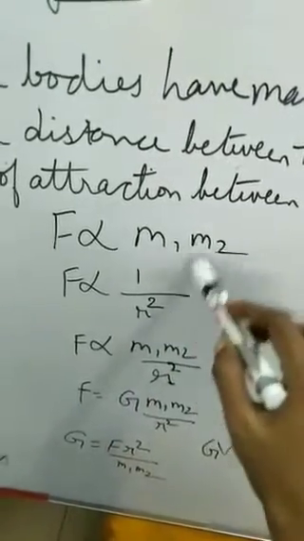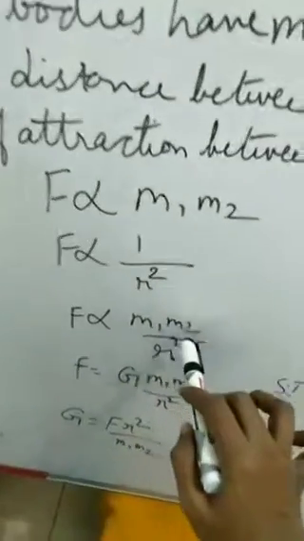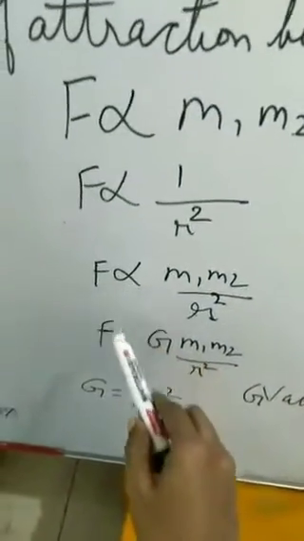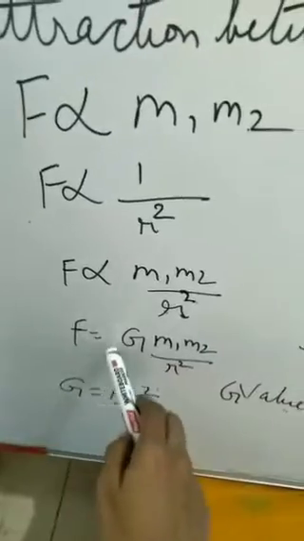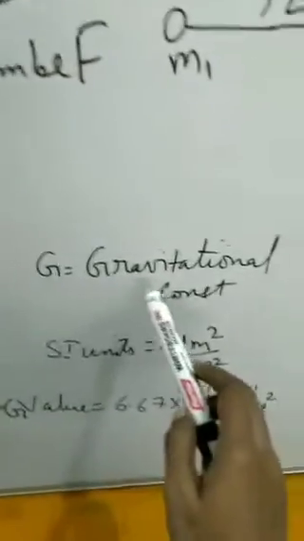If you combine these two, you will write a combined equation. F is proportional to m1 m2 by r square. To remove this proportionality, we add a constant. So F is equal to G m1 m2 by r square. This G is called the gravitational constant.